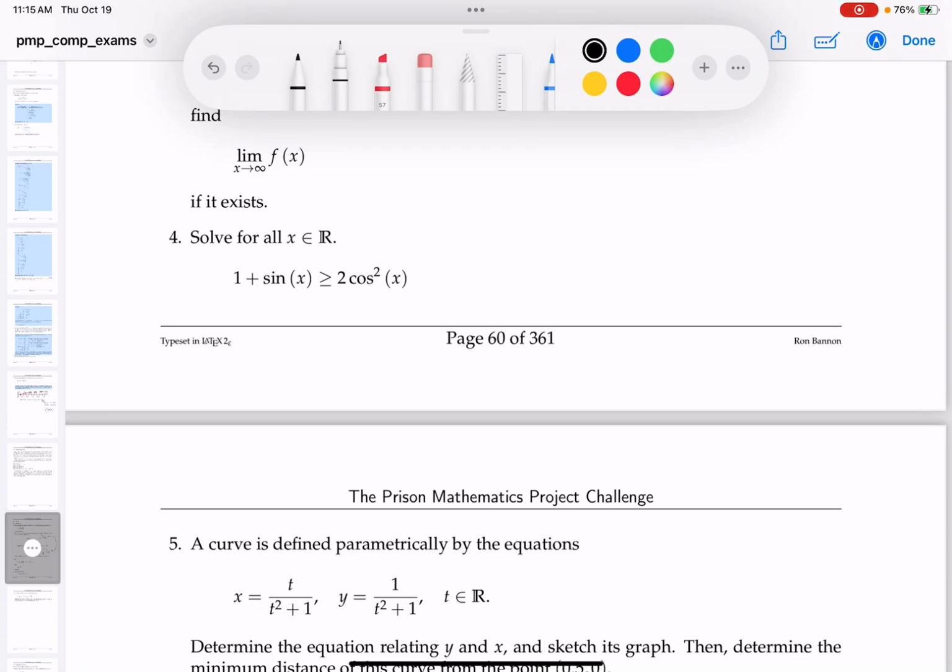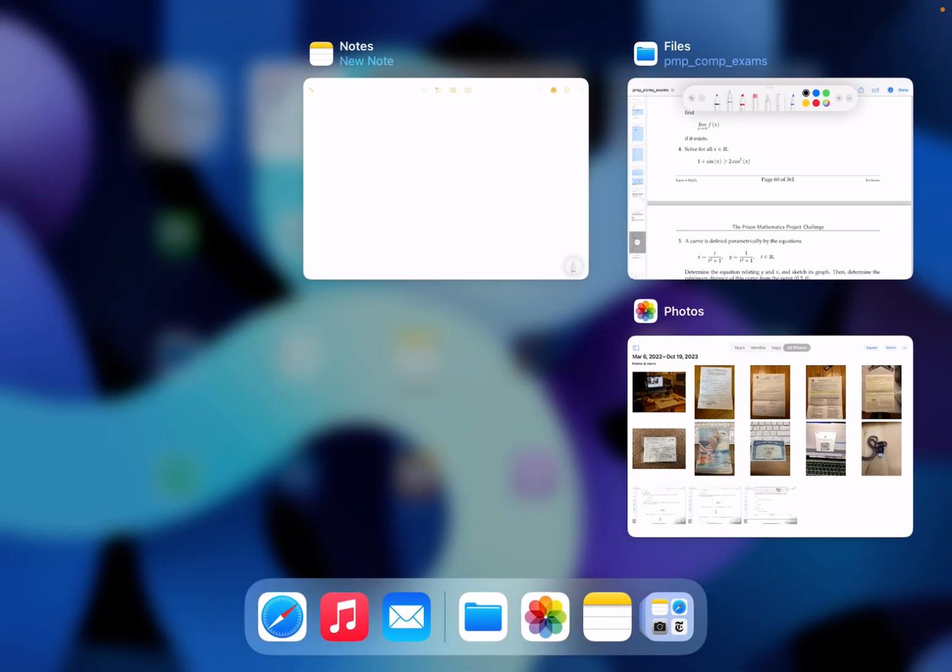Okay, for number 4, it says solve this, and x is a real number. I'm looking at that inequality. So what I want to do is go to the whiteboard and try to solve that inequality. And to do that, I'll write it down. And what do you get there? Let's take a look. You're getting 1 plus sine x greater than or equal to 2 cosine squared.